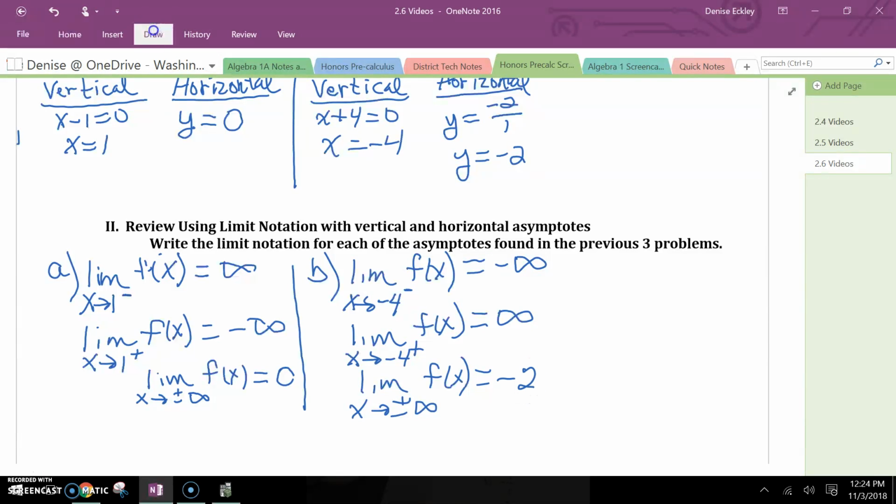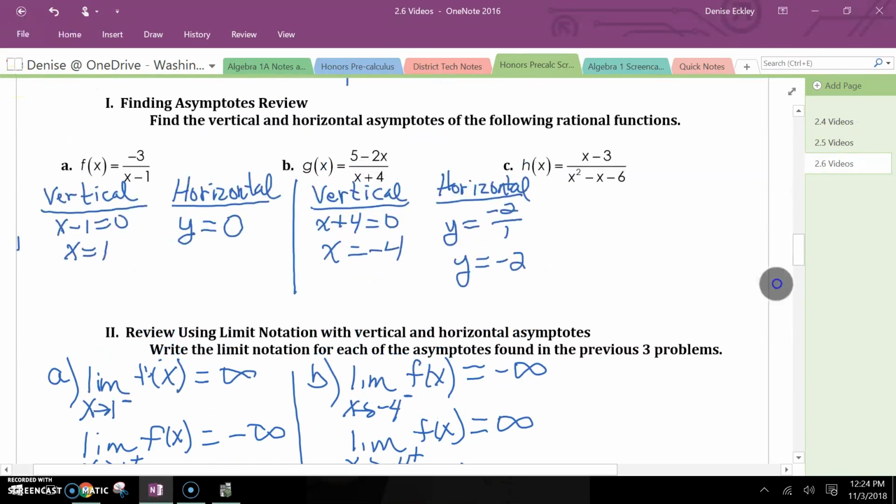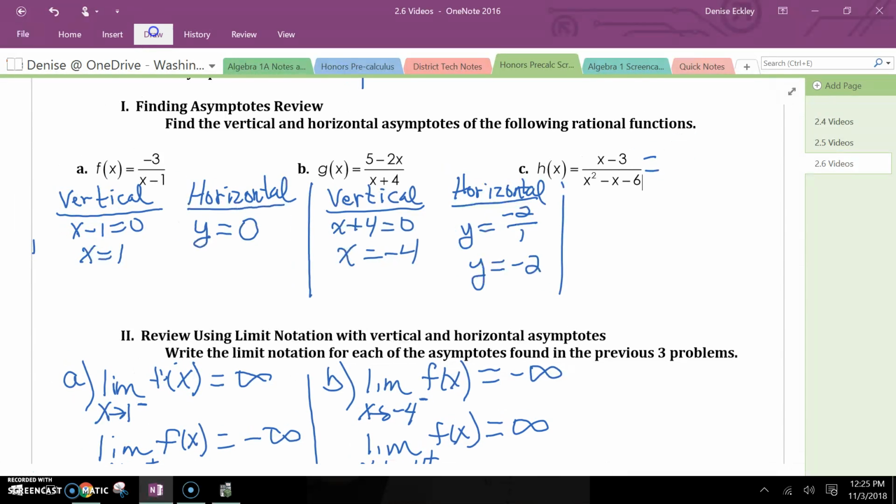Okay, so we have one more to do, and this one is definitely a little different because now we have a quadratic function in the denominator. So the best way to start this one is to first factor anything that can be factored and cancel out common factors, because especially for the vertical asymptotes, the factors that are canceled out are going to be holes in the graph, and not vertical asymptotes.